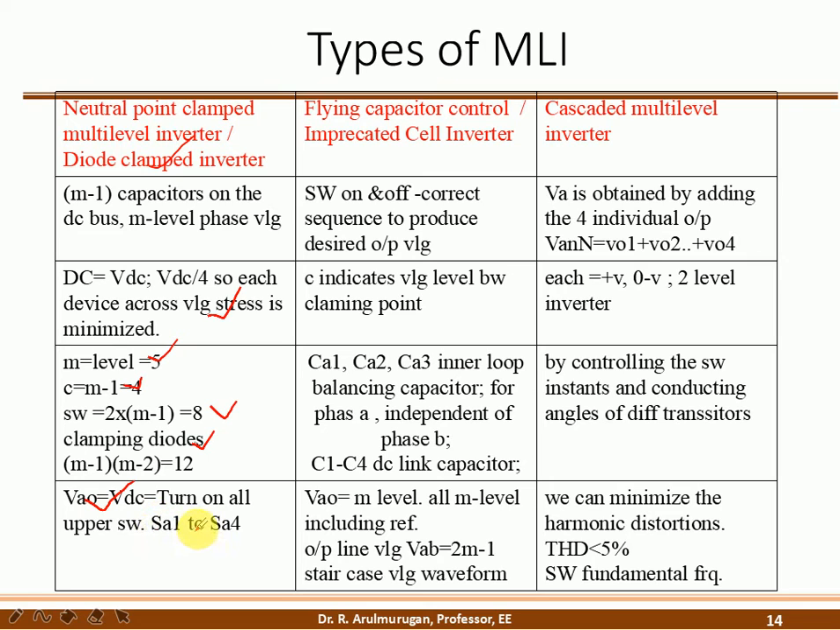So SA1 to SA4: it will be 3 from upper and 1 from lower, 2 from upper and 2 from lower, or 1 from upper and 3 from lower. Like that, the switches will turn on.